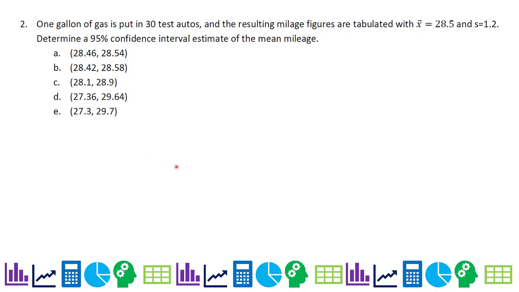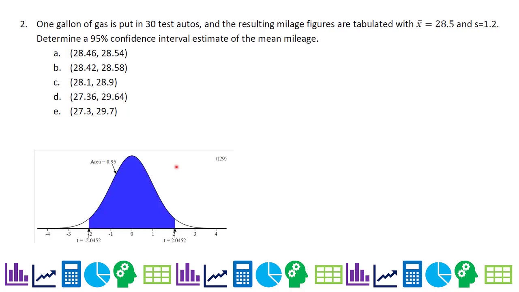Number 2, 1 gallon of gas is put in 30 test autos, and the resulting mileage figures are tabulated with a mean of 28.5 and a sample standard deviation of 1.2. Determine a 95% confidence interval estimate of the mean mileage. So first of all, let's look at the t distribution, which we use for means. And I put in 29 degrees of freedom because there are 30 test autos. You always turn that down by 1.